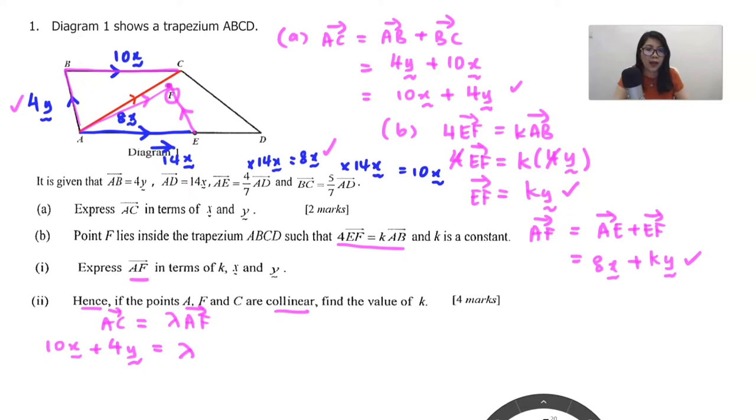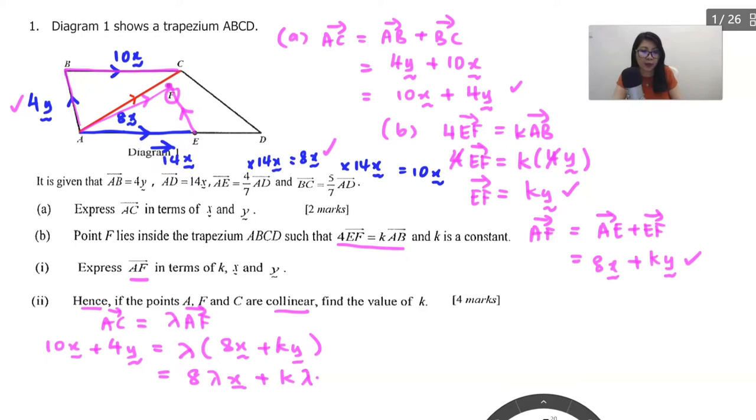Okay, which is 8x plus ky. So from here, I'm going to expand the right hand side. So 8 lambda x plus k lambda y. Okay, and then after that, I'm going to compare both sides, the coefficient for x and the coefficient for y, to find the value of k.